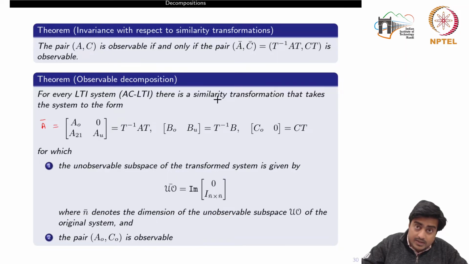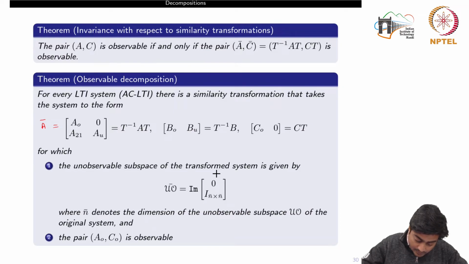Again I am defining the transformed B matrix, and similarly the transformed C matrix, related to the similarity transformed matrices, for which the unobservable subspace of the transformed system is now given by U_O bar, which is equivalent to saying the image of 0 and the identity matrix of dimension n bar. This result you can directly obtain from the result we had obtained for the unobservable subspace and its equivalence with the kernel of the observability matrix.